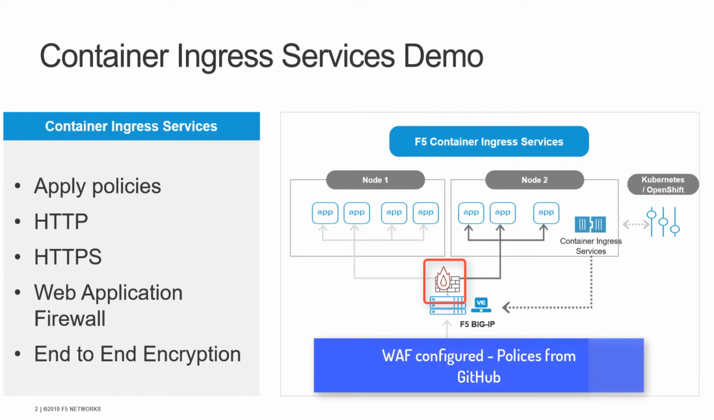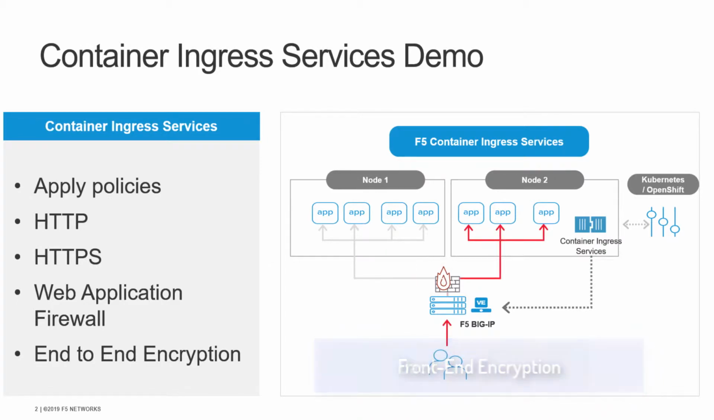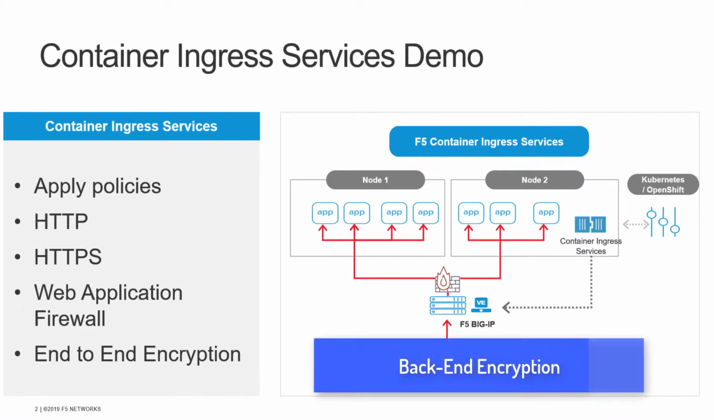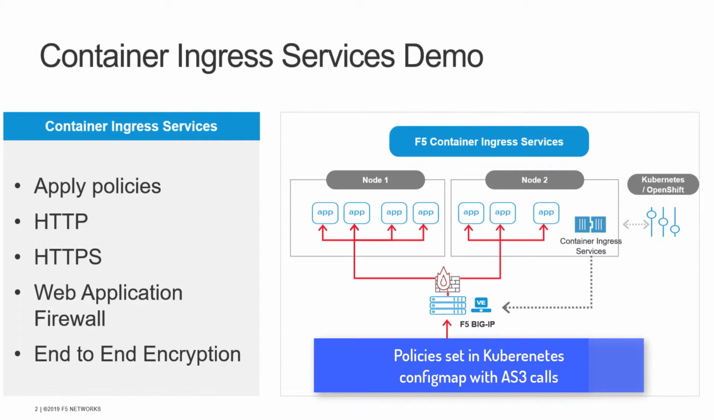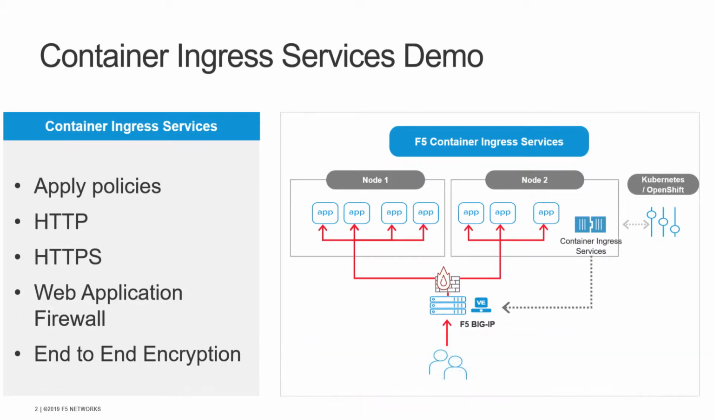We'll configure a web application firewall with preset policies, again retrieved from GitHub. We'll establish front-end encryption from the BIG-IP to the user, and back-end encryption from the BIG-IP to the application. And we're going to do all this by applying a Kubernetes config map with one simple declarative AS3 call. Seatbelts fastened, let's go.